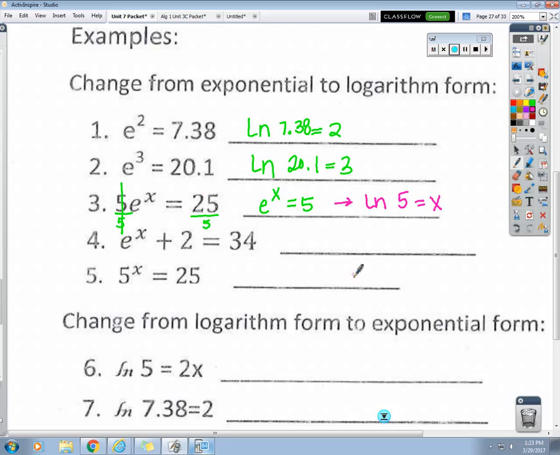Okay, number 4, what do you think you would do first? Correct. First we'll start by subtracting the 2 to the other side. And now we have e to the x equals 32. But we still haven't done what they asked us to do. We still haven't changed it to log form. Since the base is e, when we change it to log form, we will first write ln of equals, okay? Since you can't check it the way it is, since this is not a number, what's our other way of checking it?